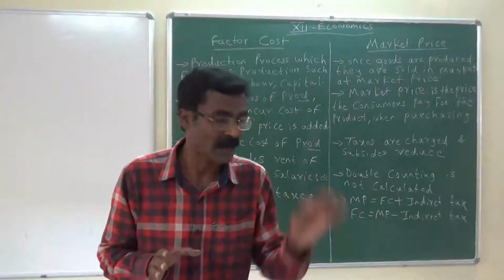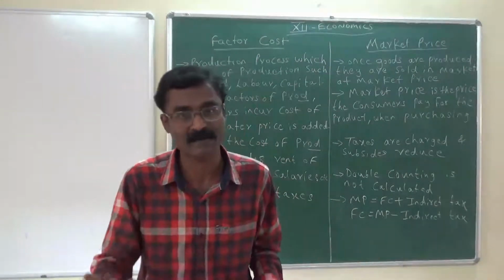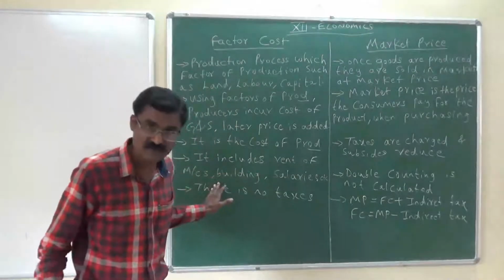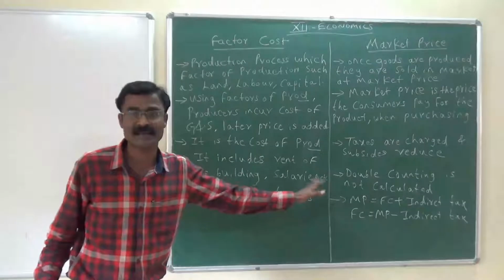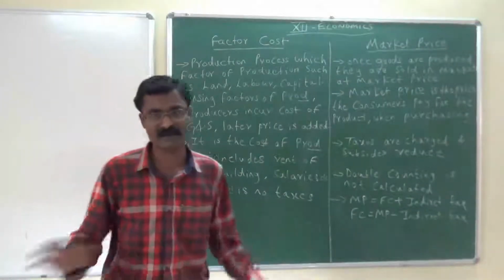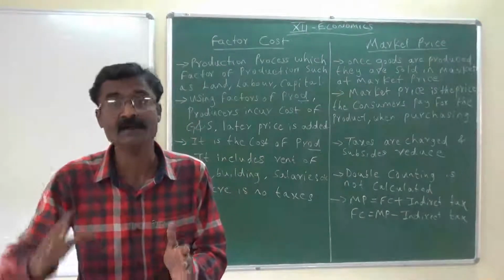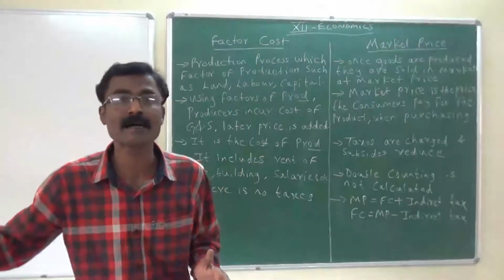That means I convert the flour into bread. That's all. Next, it includes rent of machines, buildings, salaries, etc. Here, there are no taxes. I have to pay taxes once I take my bread outside and sell it in the market.